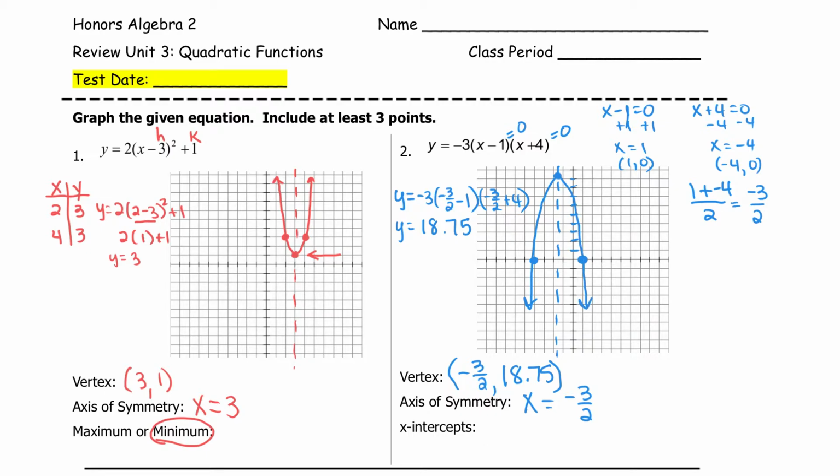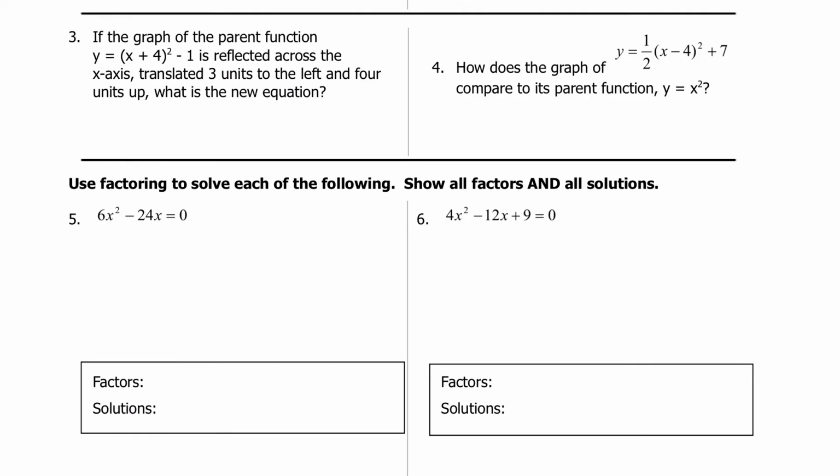Now, if I asked you if the vertex was a maximum or a minimum, this one would be considered a maximum because it's at the top. And so my x-intercepts were what I started with. That was (1, 0) and (-4, 0). All right, the next one.